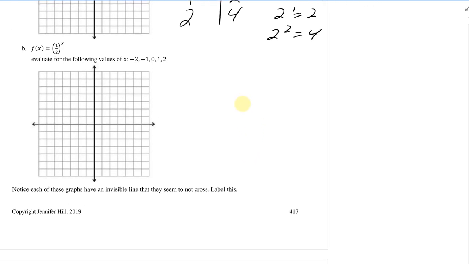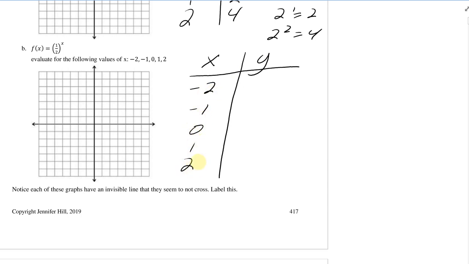Okay, so I want to do that again with this one. So why don't you guys pause the video and you can evaluate these values and then graph it and hit play when you're ready.